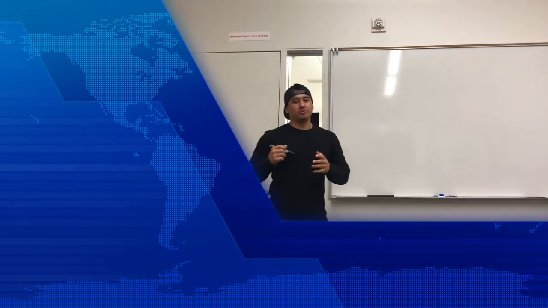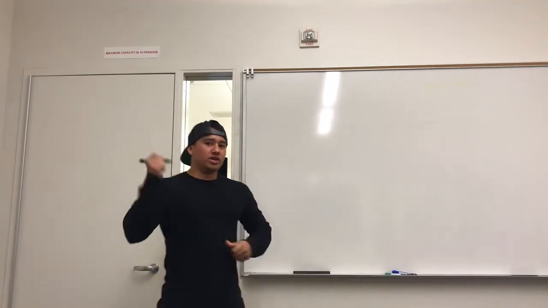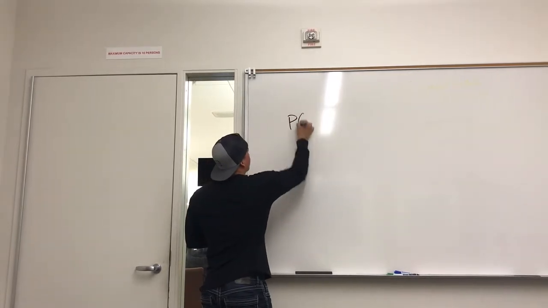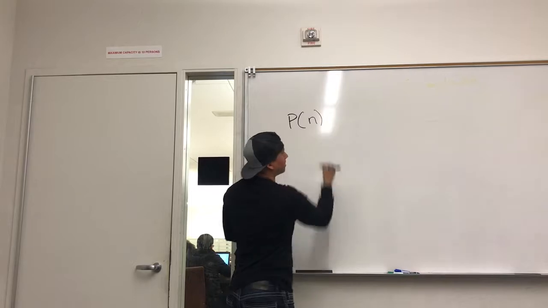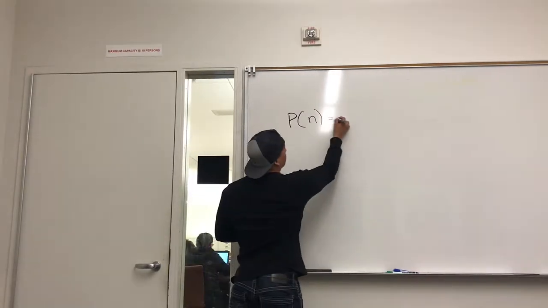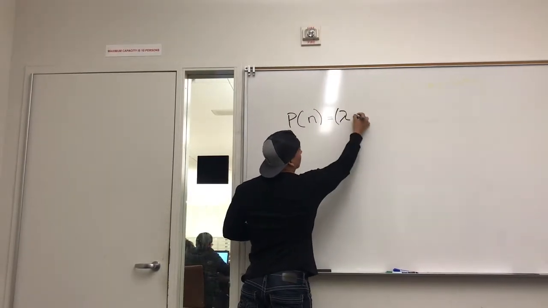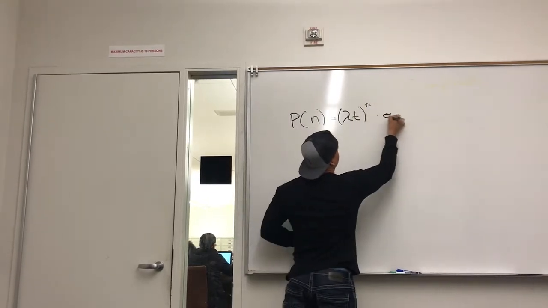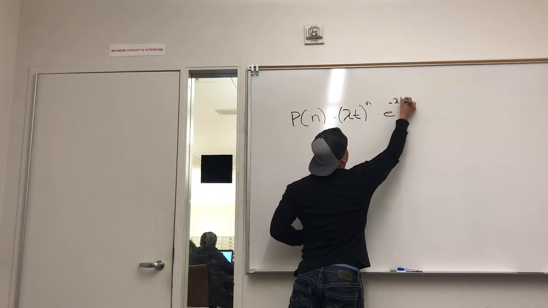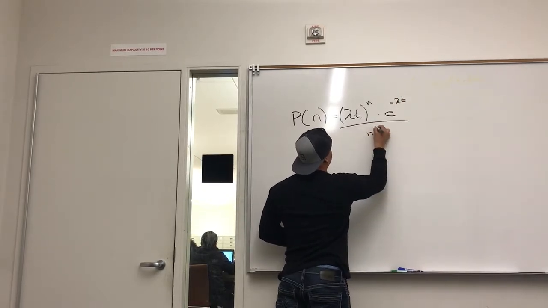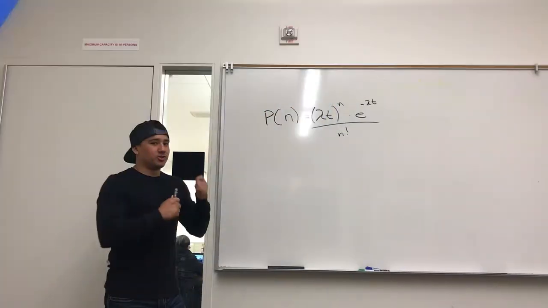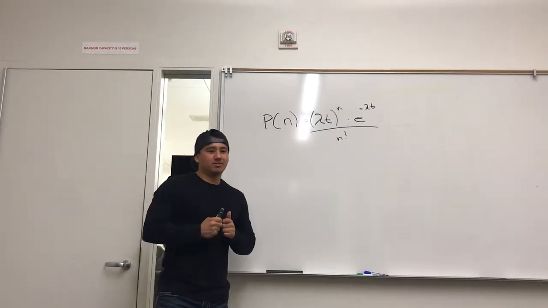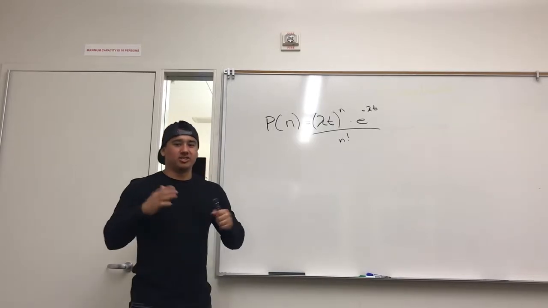Mainly we're going to be talking about Poisson's model, which the equation is Pn equals (lambda t) to the n power multiplied by e to the negative lambda t, over n factorial. So this equation here determines the probability of a certain amount of cars passing by in a certain time frame.